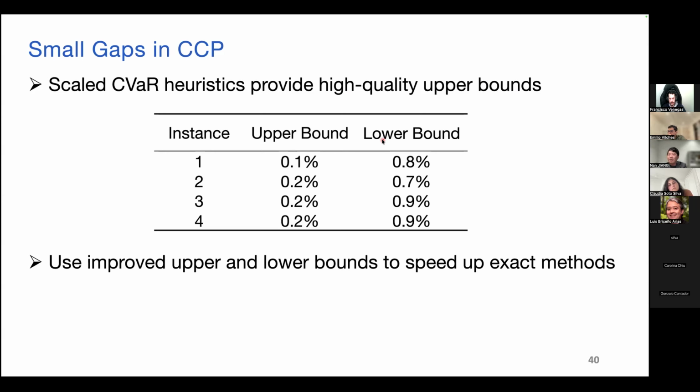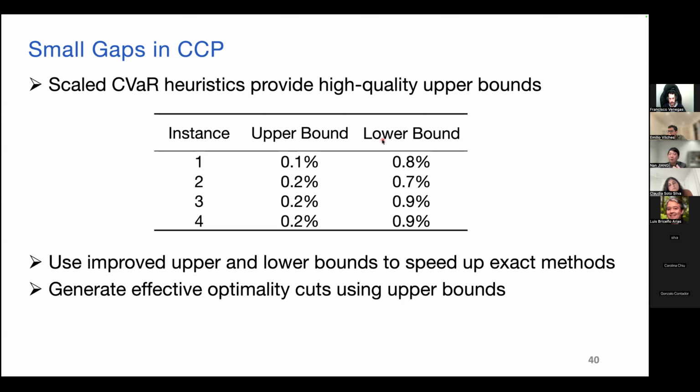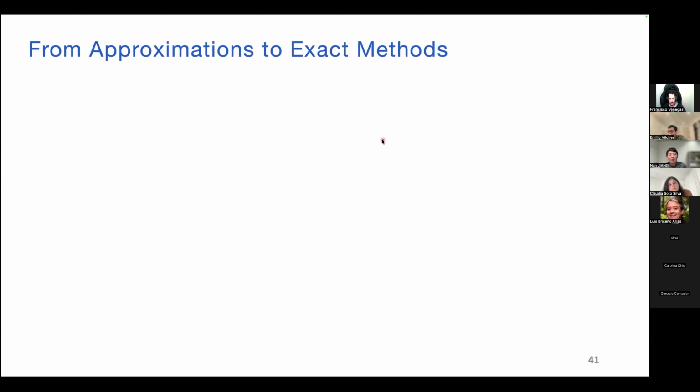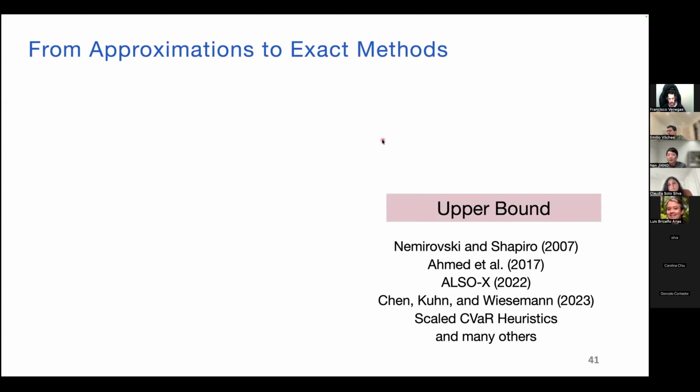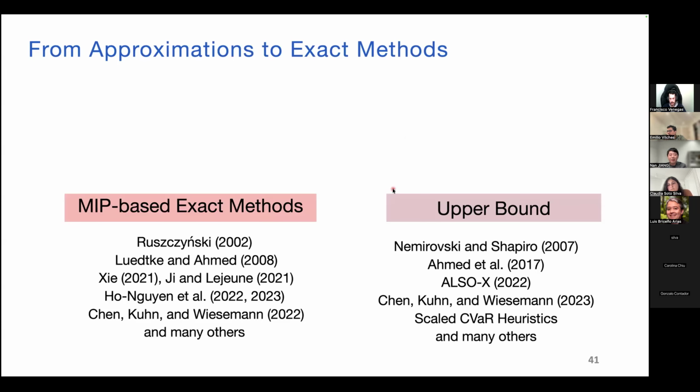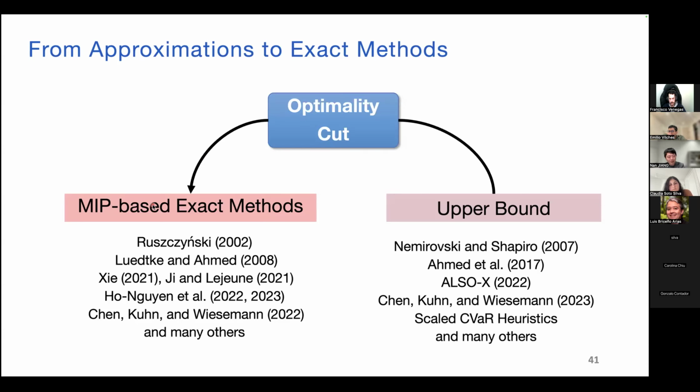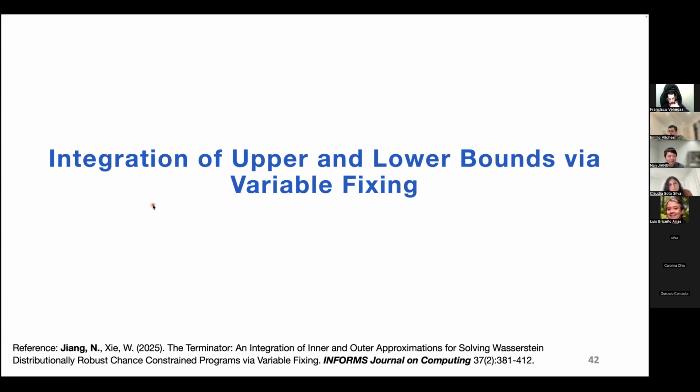So we started to think about how we can use those upper and lower bounds effectively to speed up the exact method. What we are going to do is generate optimality cuts. We have different upper bounds, and the tool we are going to use to speed up the exact method is called optimality cuts. This is based on previous work with my advisor.